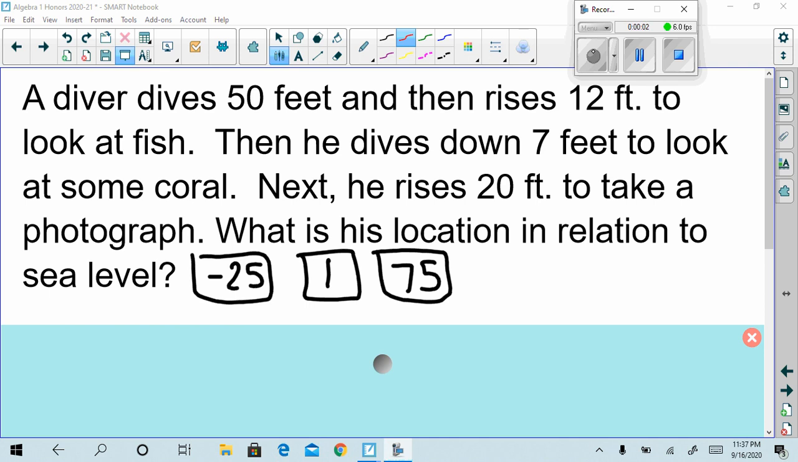I'd like to pick up where we left off last class, back with that diver. And I'm still wondering exactly where he's located in relation to sea level. So during our Zoom lesson today, we'll find out.